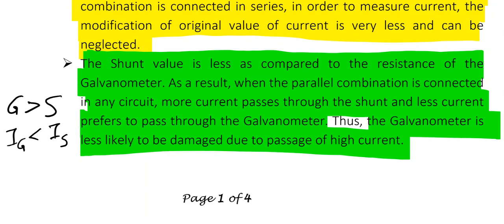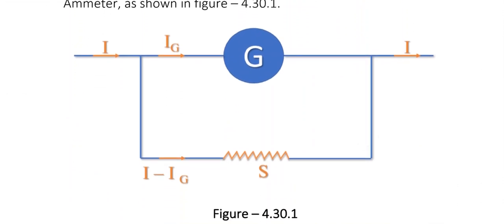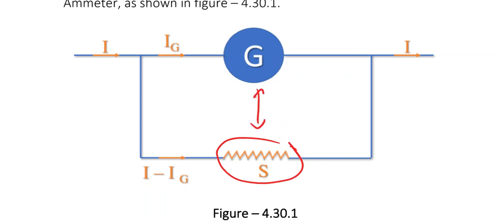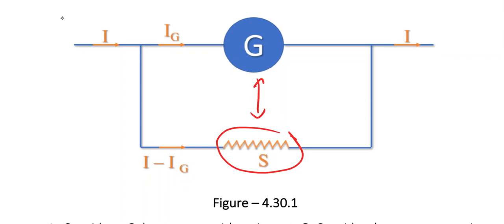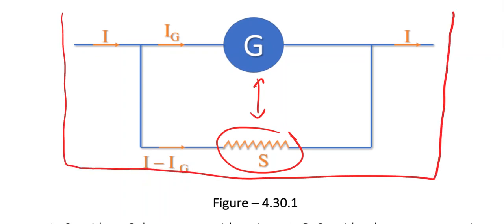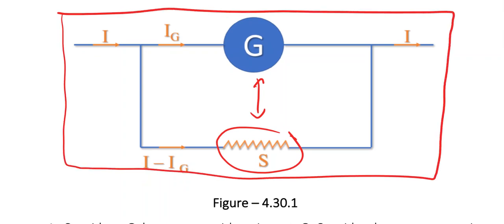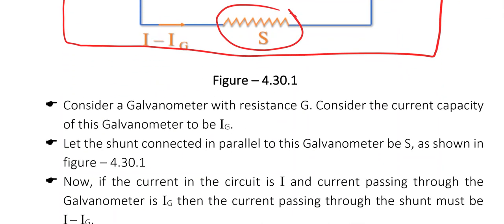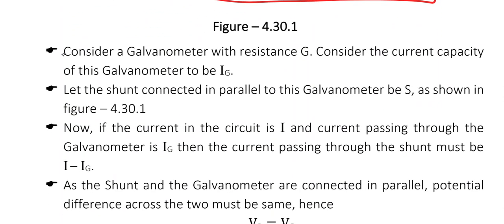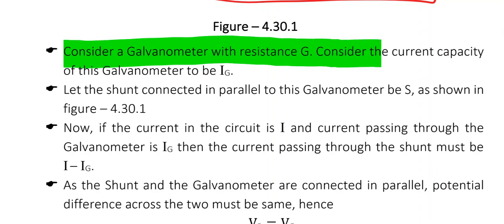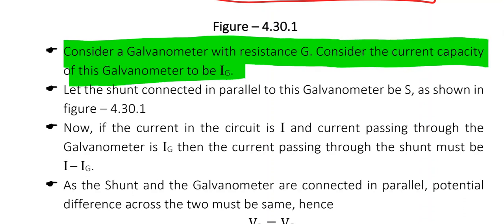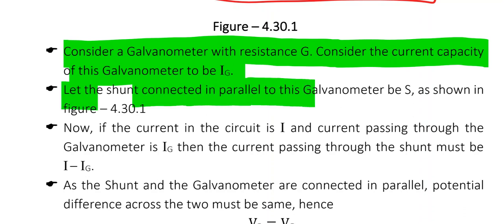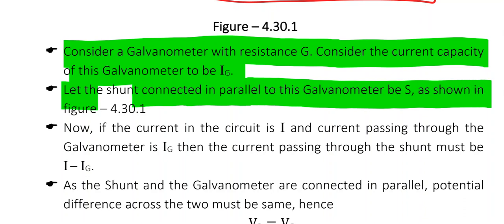So in short, what you should do is use this. Connect a shunt small value resistance in parallel with galvanometer. Okay, so this combination is called ammeter. What is ammeter? Ammeter is this combination, a galvanometer and shunt connected in parallel. So consider a galvanometer with resistance G. Consider current capacity of galvanometer to be Ig. Let this shunt connected to this galvanometer be S as shown in figure.